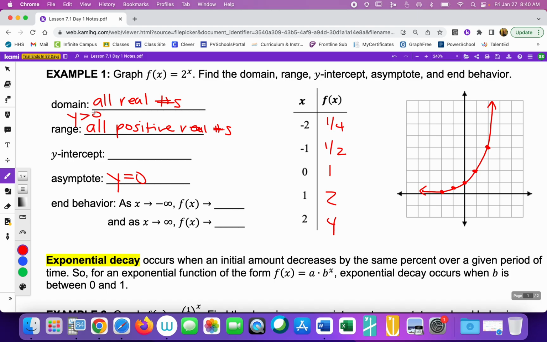Do we see a y-intercept? Yes, 0, 1. Okay. It's wherever the x value is 0, that's the y-intercept. Okay, and there should be one always.